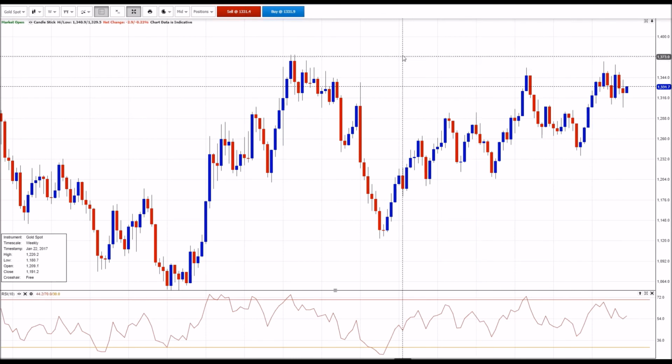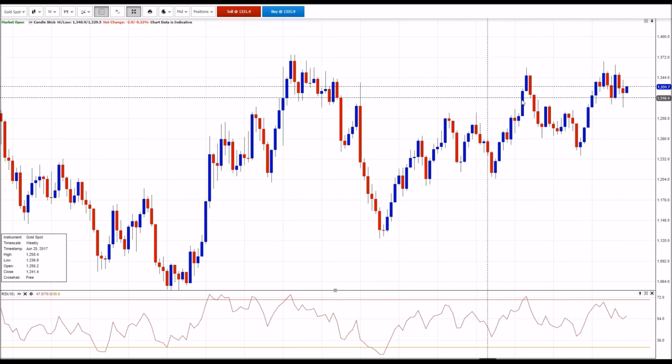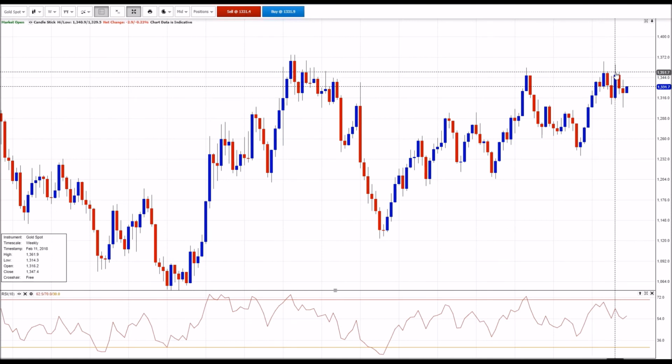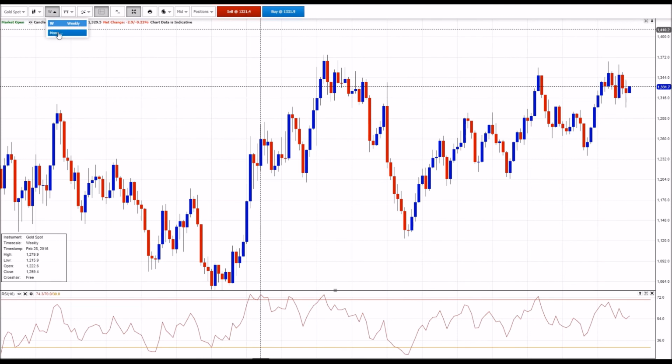It's been a real barrier, 1355 to 1375, and it's had a couple of goes and dropped back, but it does feel as if it is gearing up, I think, for a move through here. It hasn't done it yet. Let's look on the dailies.